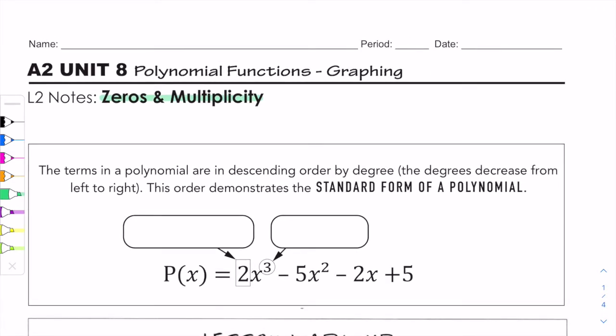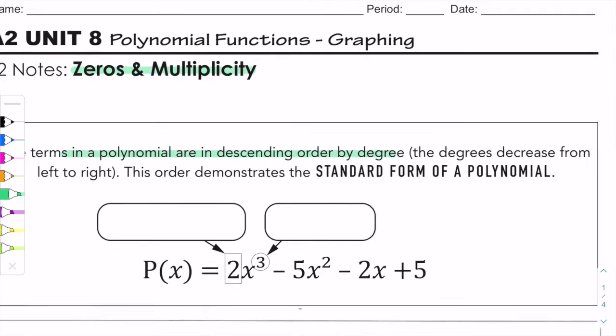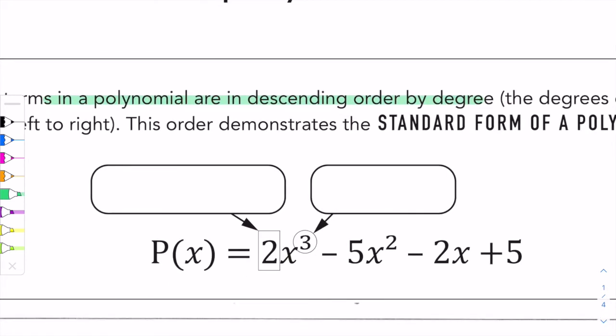So right here at the top it says the terms of a polynomial are in descending order by degree. The degrees decrease from left to right. This order demonstrates the standard form of a polynomial, which hopefully at this point everyone is familiar with. We've been doing it a lot. A couple of key things to point out is your leading coefficient. That term is always going to be important.